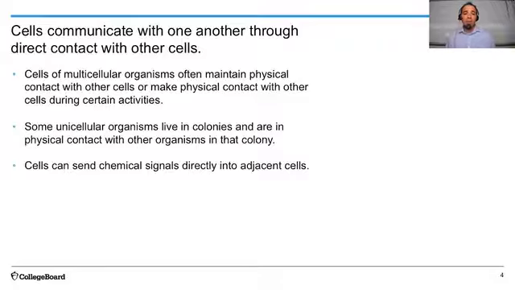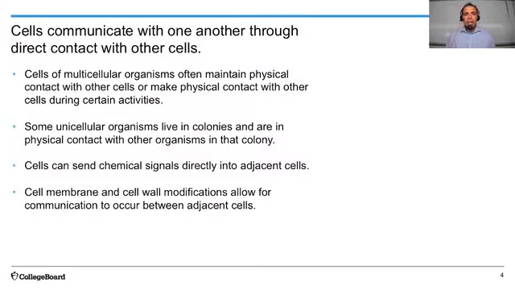Cells can also send chemical signals directly into adjacent cells. So if cells are sitting really close to each other, they can send a chemical signal back and forth. Cell membranes and cell wall modifications also allow for communication to occur between adjacent cells. In plant cells, they have plasmodesmata, which are structures that allow the plant cells to communicate with each other. And in animal cells, there are things called gap junctions. So again, different structure, different function, but communication evolved in many different organisms in many different ways.